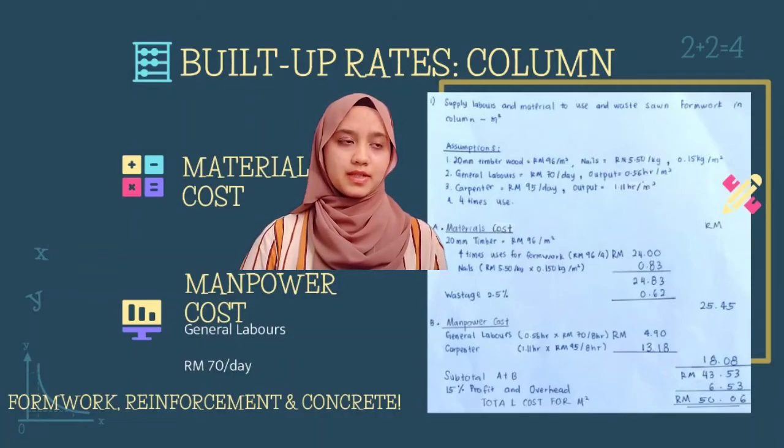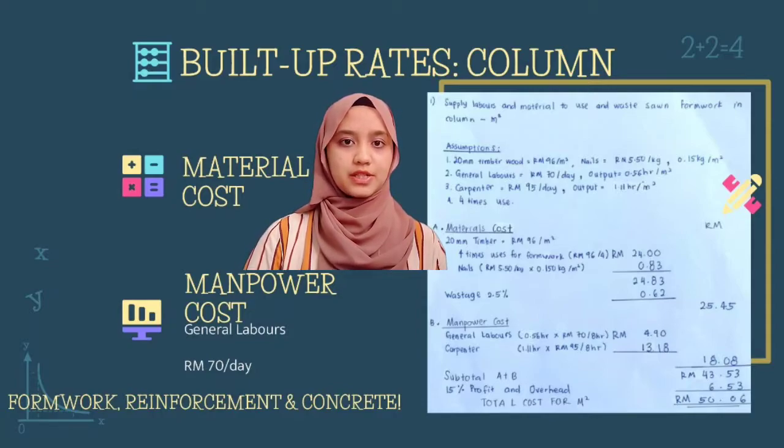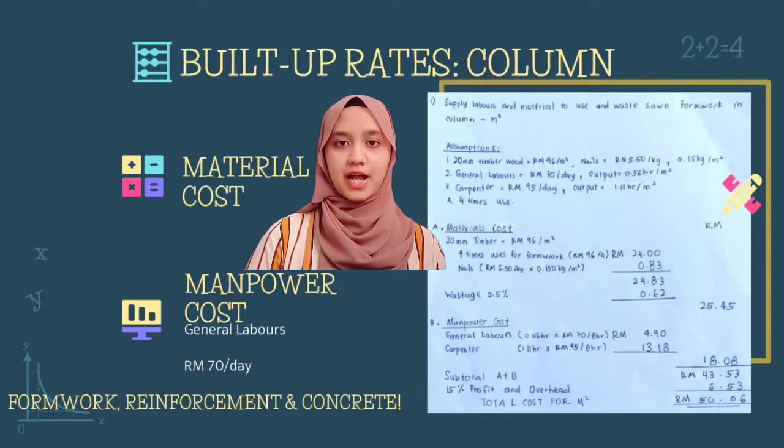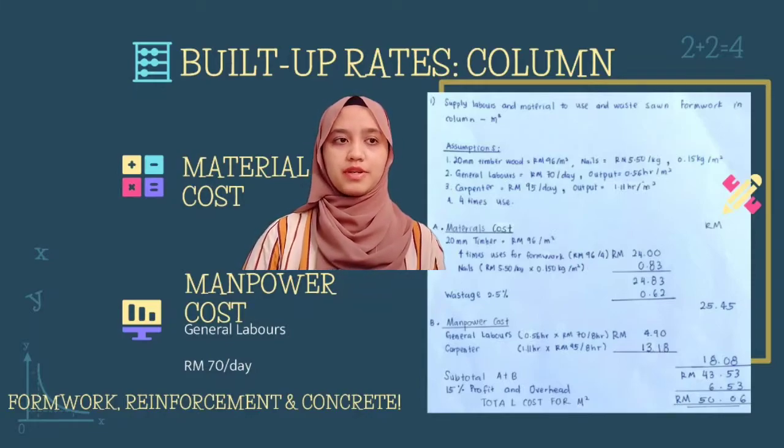The build-up rate starts with the calculation of material, followed by manpower cost. The construction of column consists of 3 items, which is formwork, reinforcement and also concrete. Each item needs to be calculated equally. The example that I use for this presentation is formwork. For formwork, the total material price is RM25.45 after including the wastages.